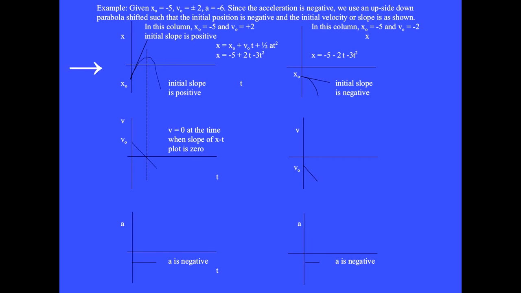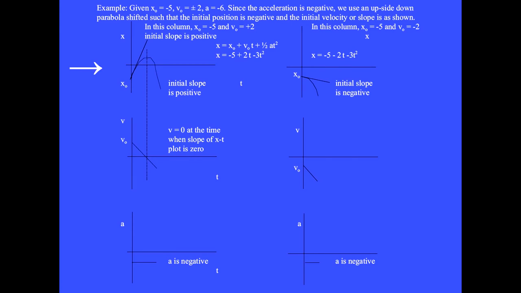In the plot of position versus time, the general equation would be x equals x0 plus v0t plus 1/2 at squared. We're given an initial value x sub 0 equal minus 5 meters and an initial velocity of plus 2 meters per second and a constant acceleration of minus 6 meters per second squared.